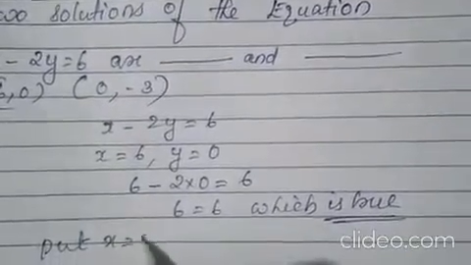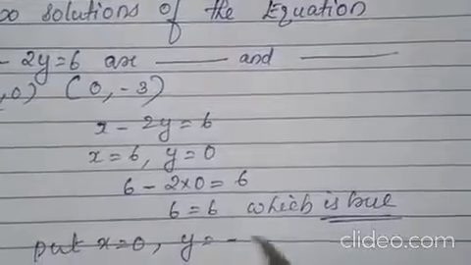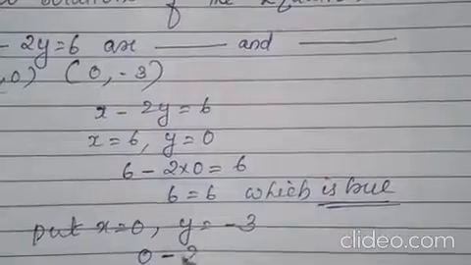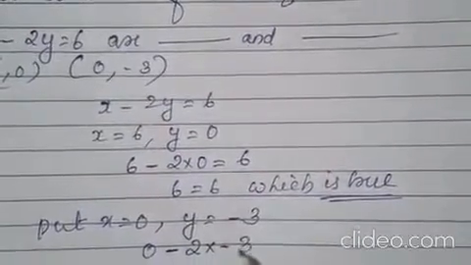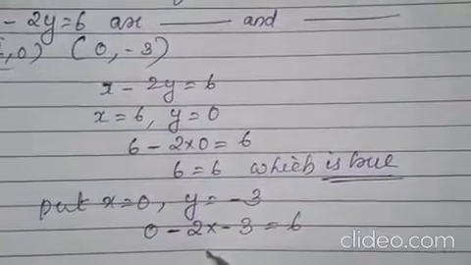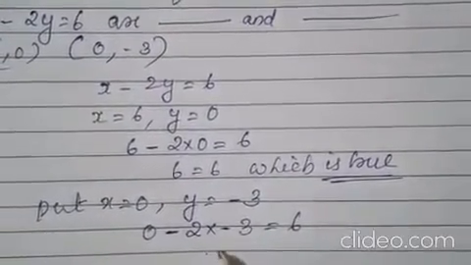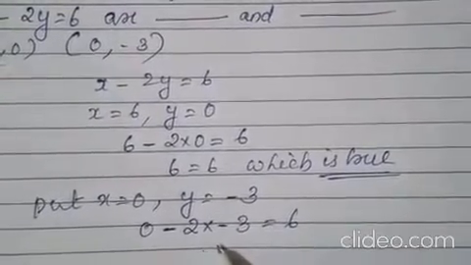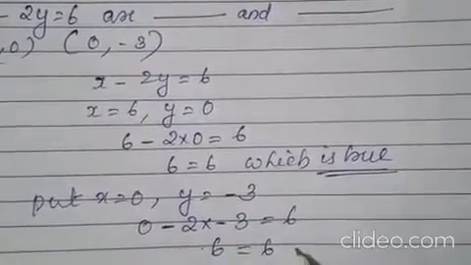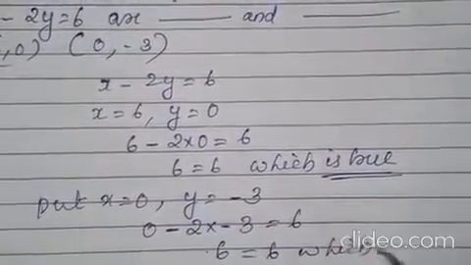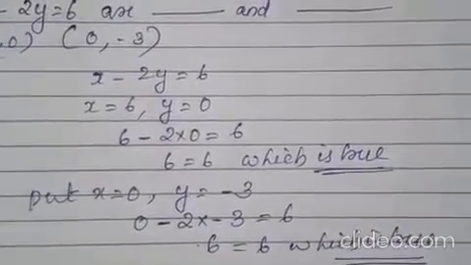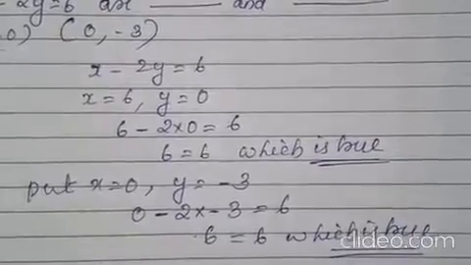The next one: put x = 0 and y = -3. So 0 minus 2 into -3, is it equal to 6? This will be minus 2 into minus 3. Two minus signs, while multiplying, change to a plus sign, so it will be 6. 6 is equal to 6, which is true. Understood? These two solutions are true only. Understood?